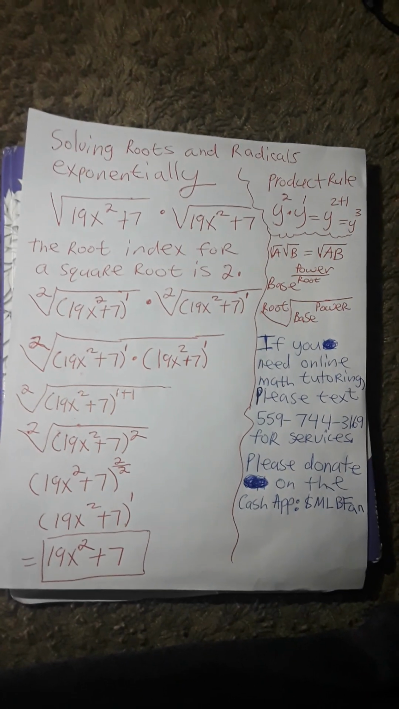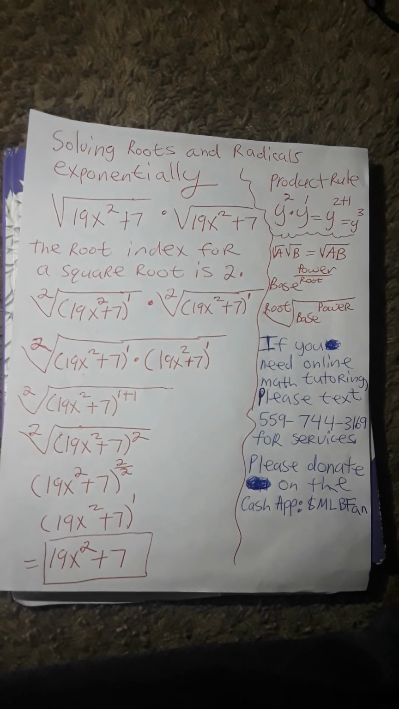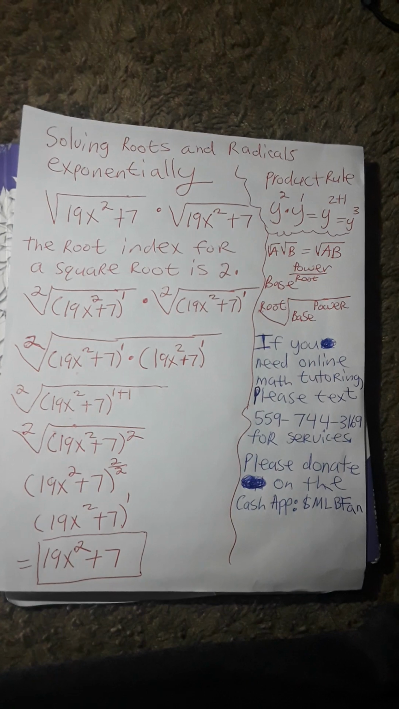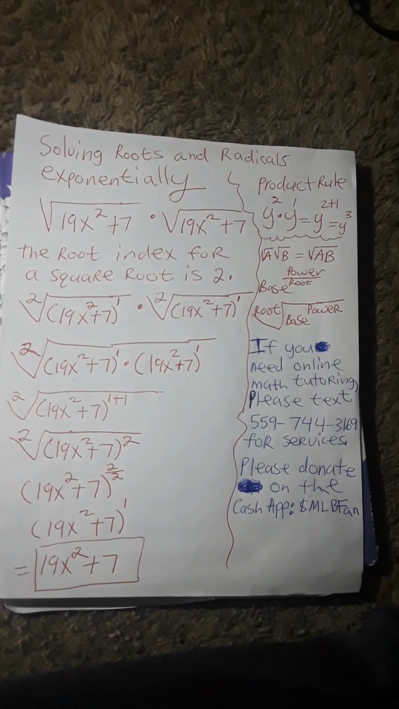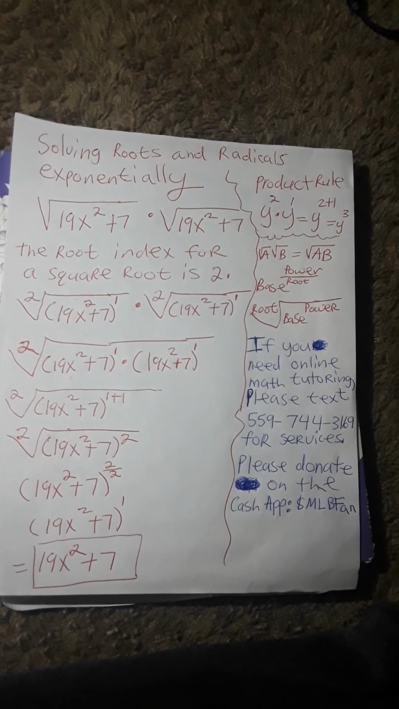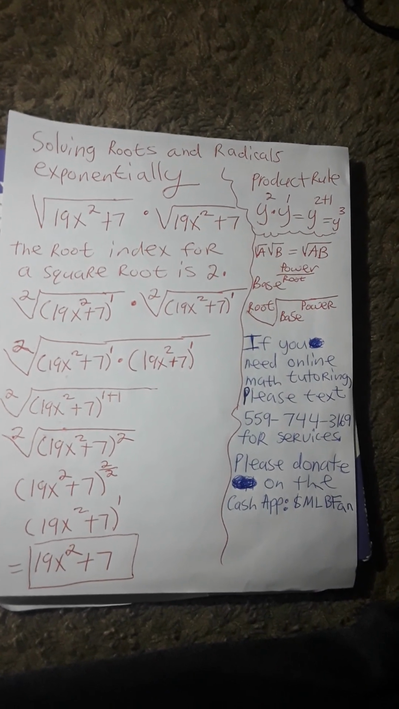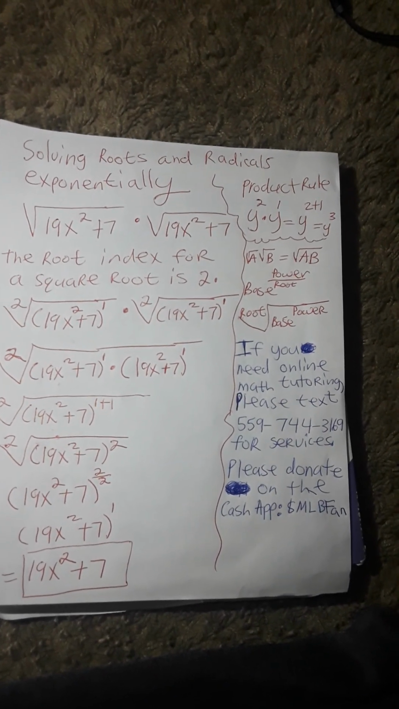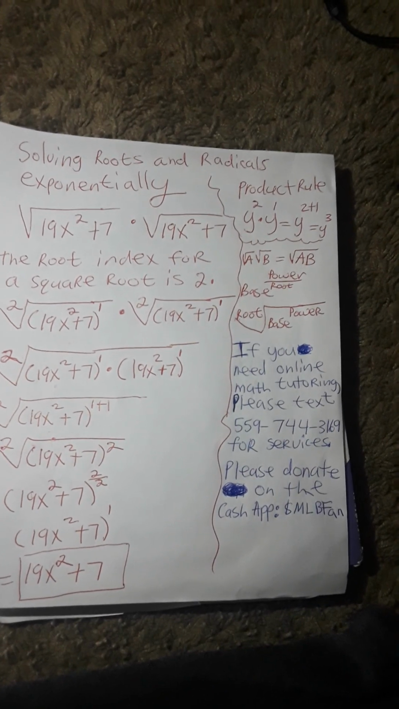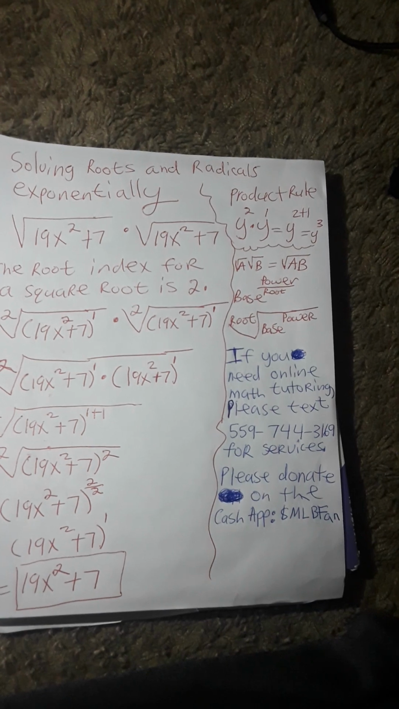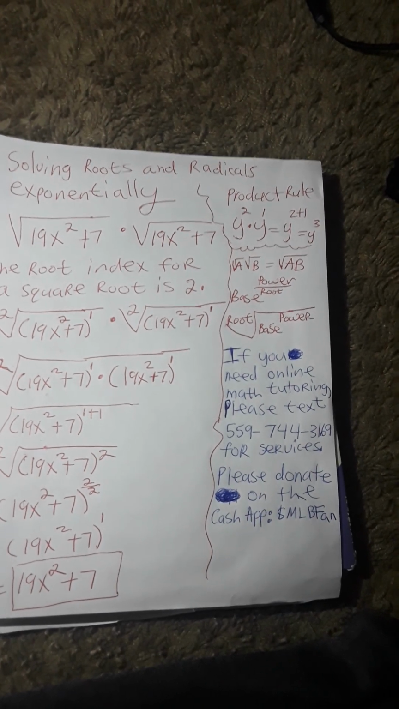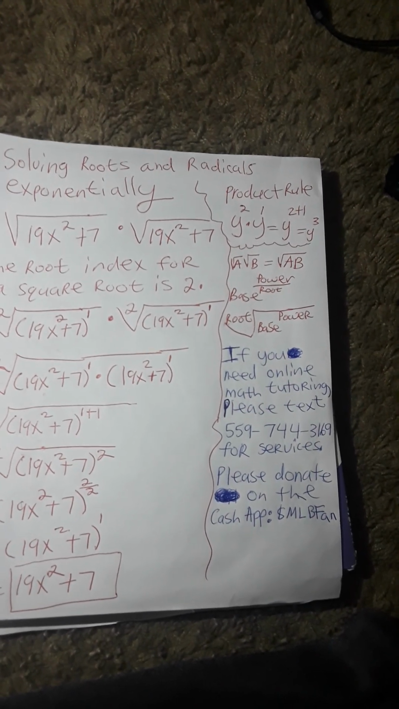On the right hand side, take note of the product rule where you have the same base, you add the exponents. So y to the second power times y to the first power equals y to the 2 plus 1, which simplifies to y to the power of 3.